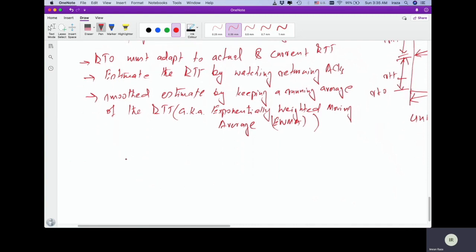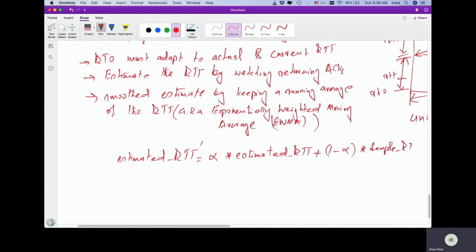So now, how do we calculate the smooth estimate or estimated RTT? So the smooth estimate, or let's call it estimated RTT, is basically: new value of estimated RTT is equal to alpha into the current value of estimated RTT plus (1 minus alpha) into sample RTT, the recent value of round trip time.